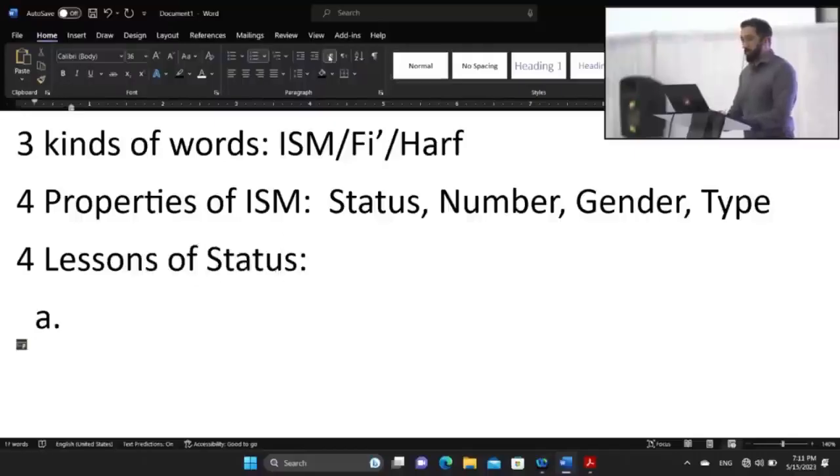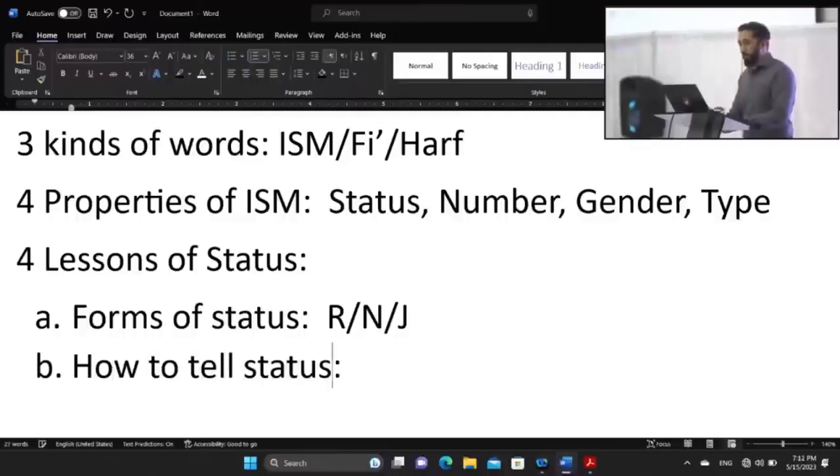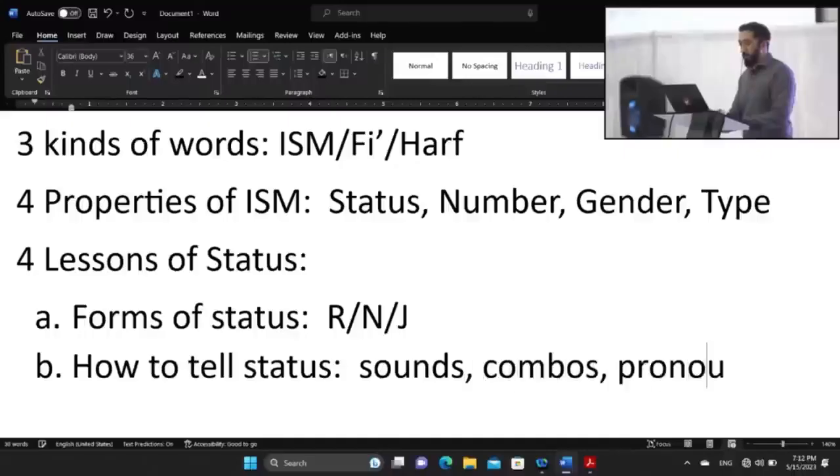4 lessons of status. 1. Forms of status, which are rafa, nasab, jar. Okay. How to tell status. Sounds, combos, pronouns. Pronouns are rebels, remember? That's the second lesson. Okay, third. Pronouns, we haven't done them yet. But I just said pronouns are crazy. I'll teach you later.